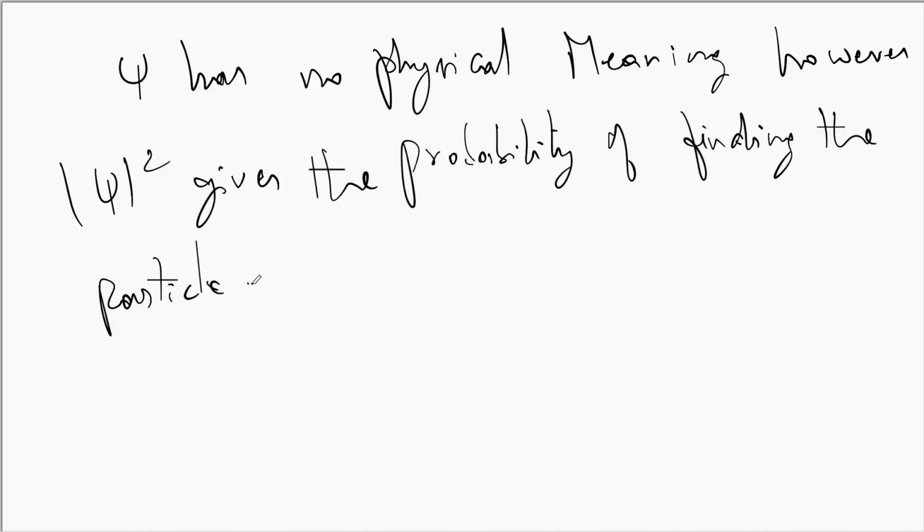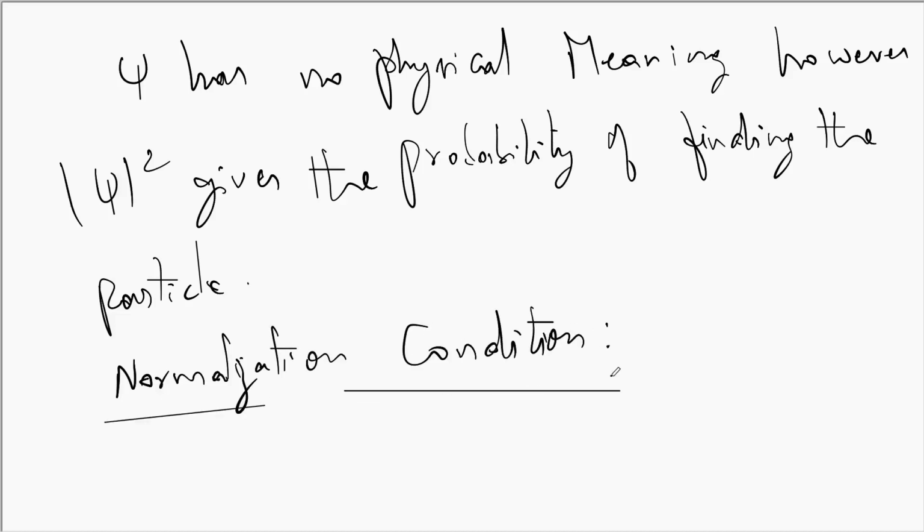Now we shall discuss a condition that is connected to the wave function psi, which is known as the normalization condition. We have said that mod psi squared gives the probability of finding the particle in a given region. If a particle exists, then it must be somewhere in the entire space. Since we are sure that the particle must be somewhere in space, the sum of the probabilities over all values of x, y, z must be unity, or equal to 1.